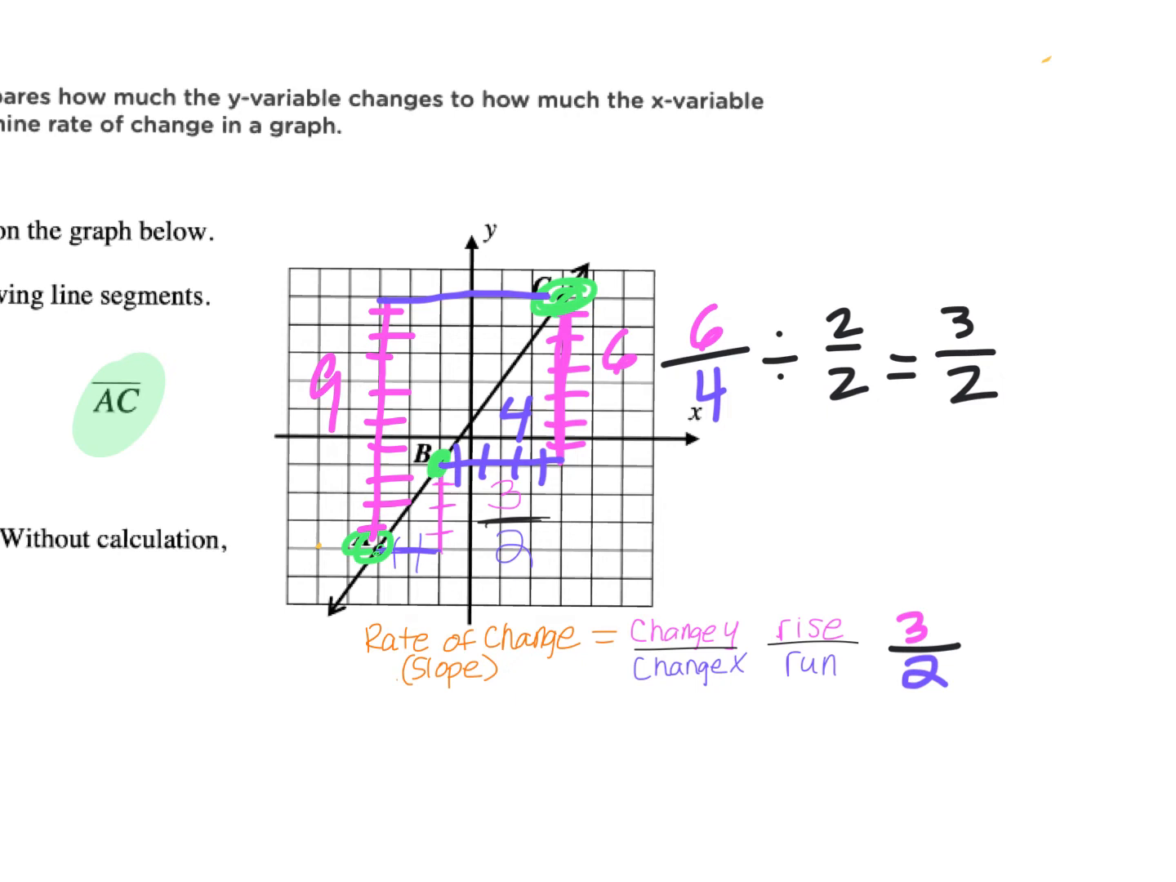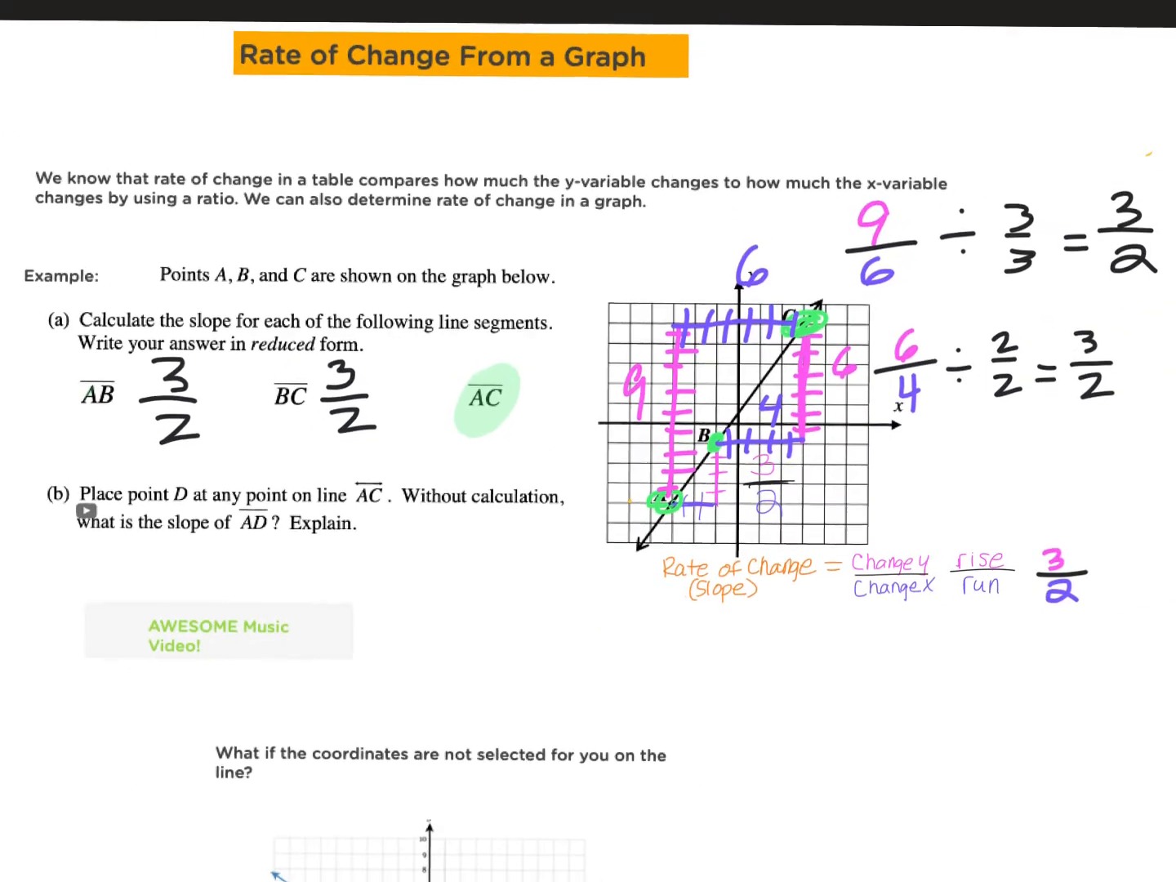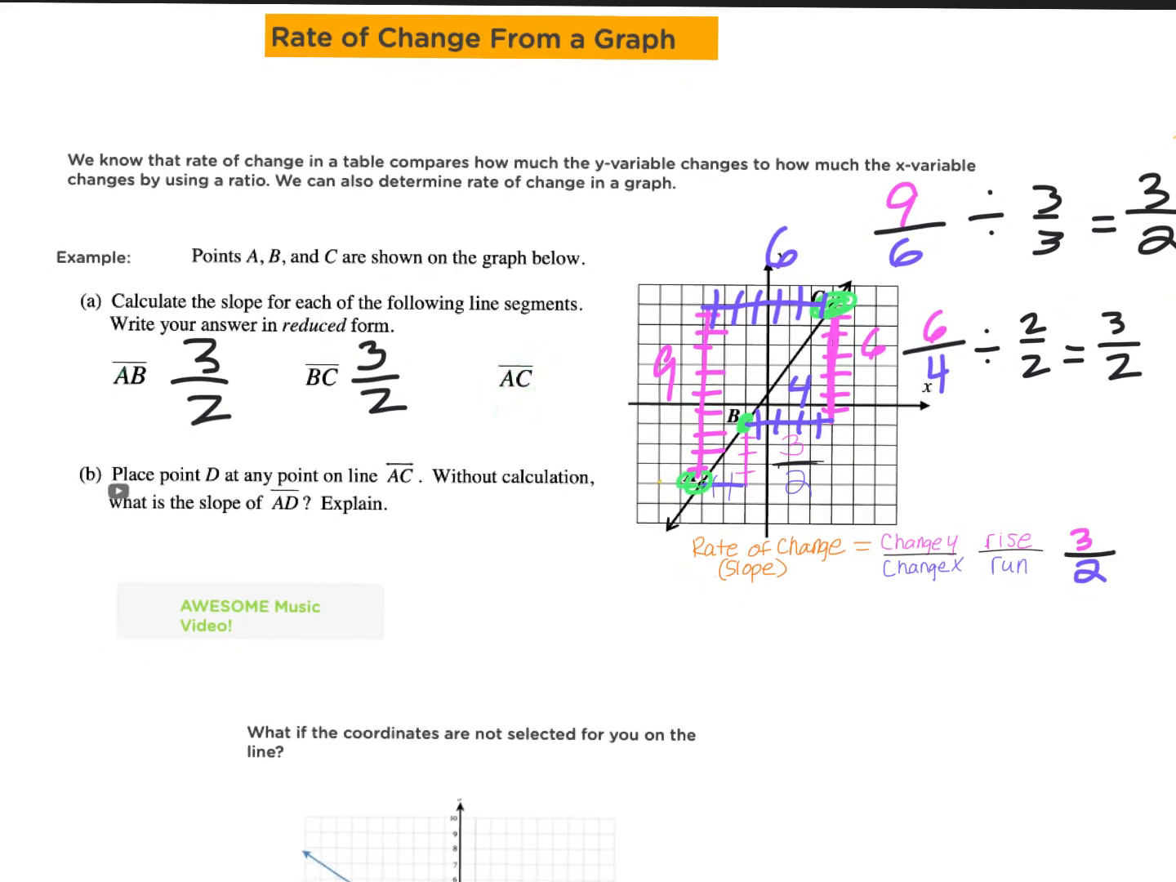Because see here, I'll get my rise of 9. I'm going to get my run of 6, 9 over 6. Both of those are divisible by 3, so that gets me 3 over 2. So it doesn't matter whether my slope triangle was drawn underneath the line or over the line, and it doesn't matter which coordinates you use. As long as you've done your slope correctly, you should always end up with the same slope.